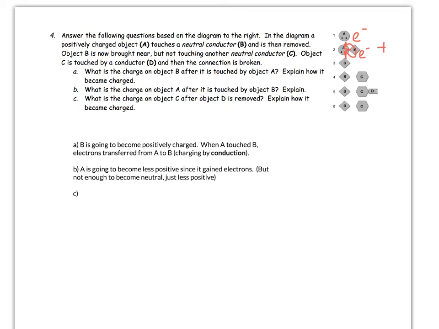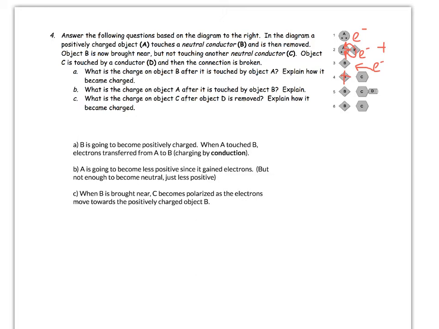All right, and so even though A will gain some electrons, it's just going to become less positive than it was before. Part C asks about the charge on object C after object D is removed. So let's think about that interaction here. We now have a positively charged object B brought near C. And what that does is cause a shift in the electrons within C. It causes C to become polarized because C is a conductor and the electrons are going to travel to the left side of that conductor because they're attracted to object B.